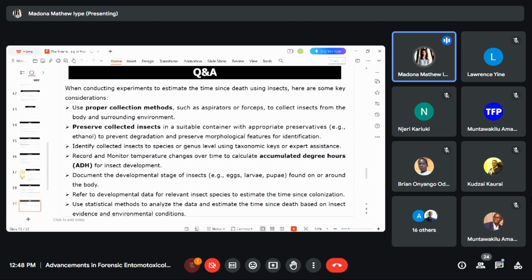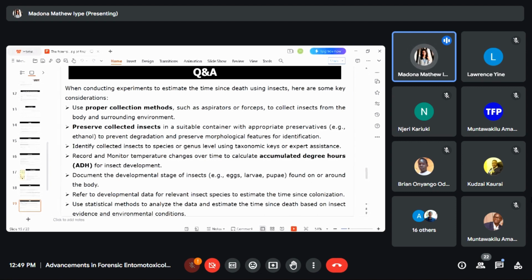Use proper collection methods such as aspirators or forceps to collect insects from the body and the surrounding environment if the insects are dead. If the insects are not dead, if they are flying, then you have to go with traditional baiting or trapping methods to collect them. Next, to preserve this entomological evidence, the easiest and most commonly available preservative is ethanol, ethyl alcohol, so as to prevent degradation and preserve morphological features for identification.